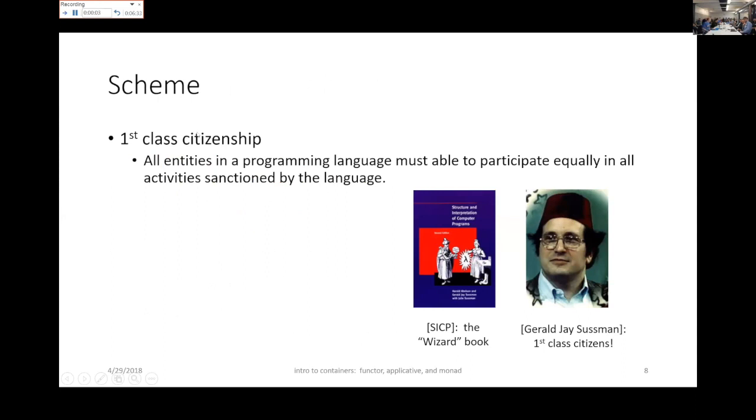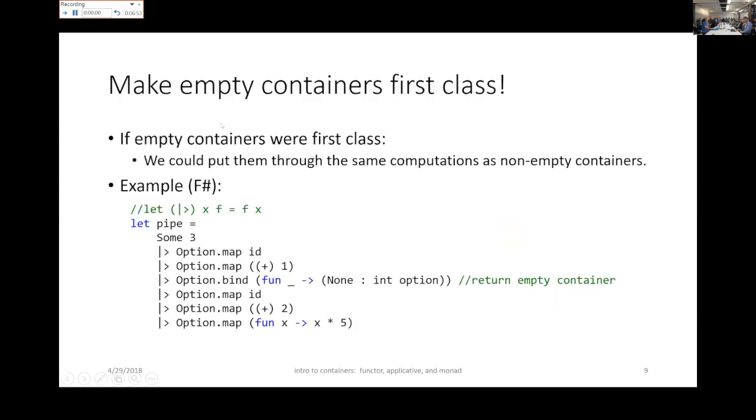Okay, so I want to channel the Scheme community of the 80s and Jerry Sussman and the Wizard Book and so forth. One of the big things they observed is you want first class citizenship. All the entities of the programming language must be able to share equally in all activities sanctioned by the language, otherwise that entity is not first class. So we want to have empty containers being first class. If you think about for a second what was wrong with that if test, the empty containers were not first class entities. And if we can make them first class entities, then we can have a piping mechanism here.